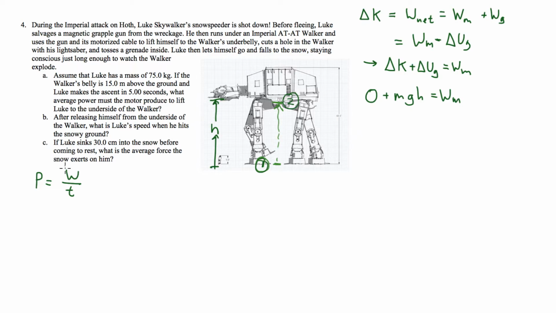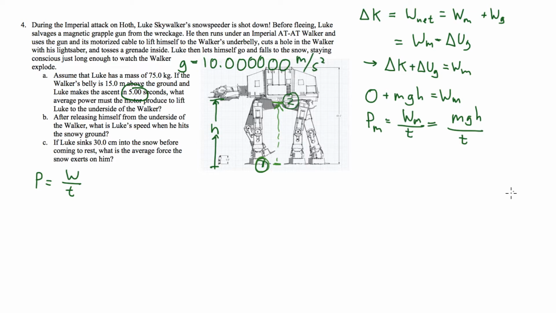And then all you have to do is plug in the work done by the motor divided by the time, and you get the power. So the power output of the motor is the work done by the motor over the time, and that's given, right? 5 seconds. So then you get mgh over T. And I meant to say, of course, that Hoth has a gravity field equal to exactly 10.0000000. I'm giving you like 6 decimal places. I happen to know that the gravity on Hoth is exactly that. So just make it easy and use that instead of 9.8, please.